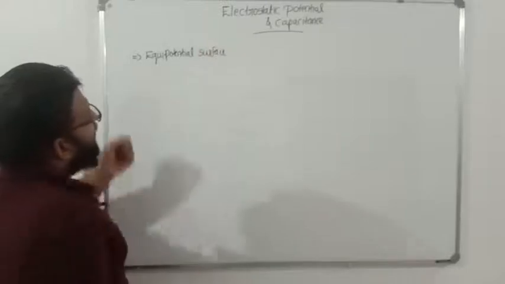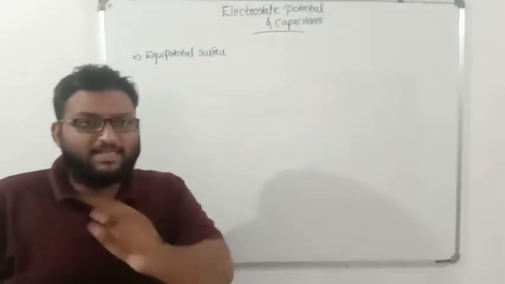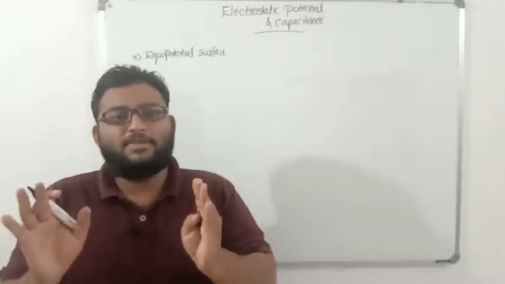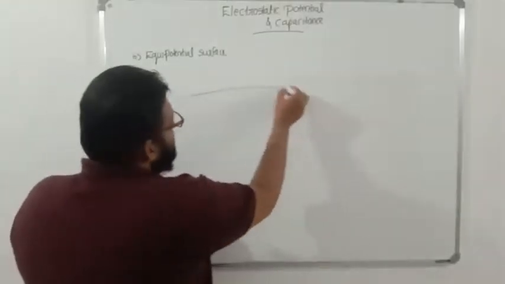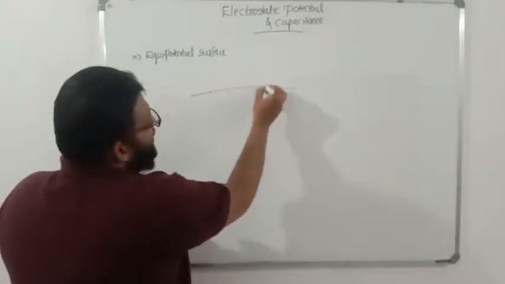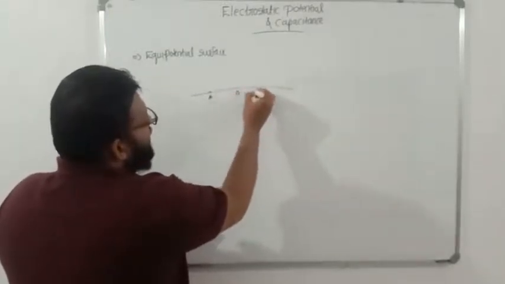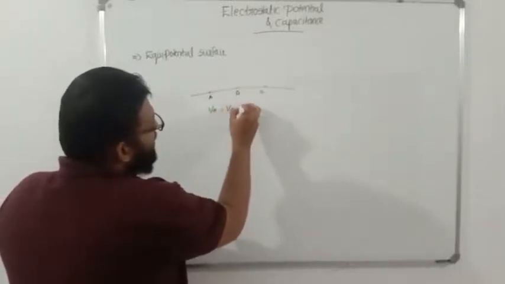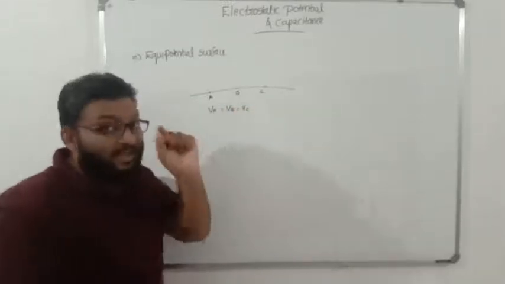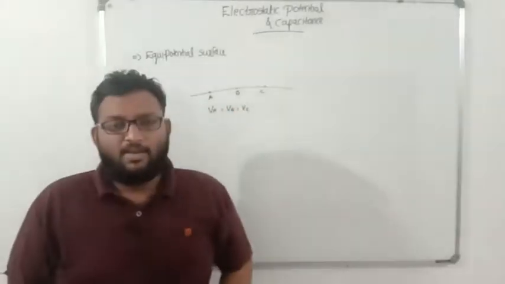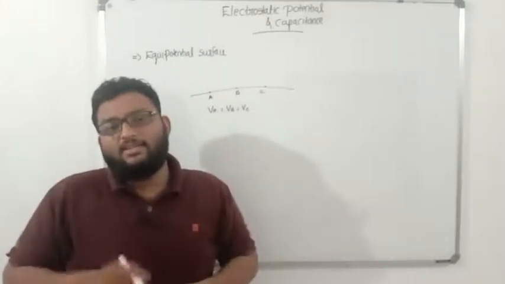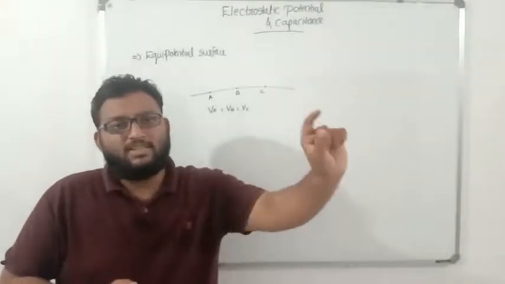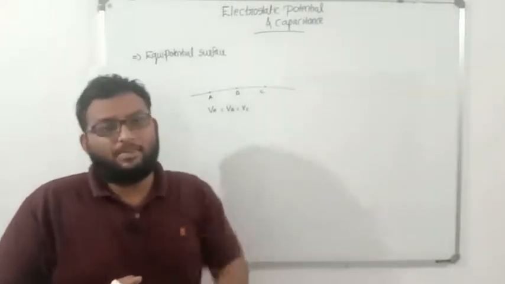So what is equipotential? It means same potential. If you select a surface, and take 3 points on the surface, A, B and C, if potential at A equals potential at B equals potential at C, then we call it an equipotential surface. Every current carrying conductor is an equipotential surface, which means every point in that conductor has the same potential.